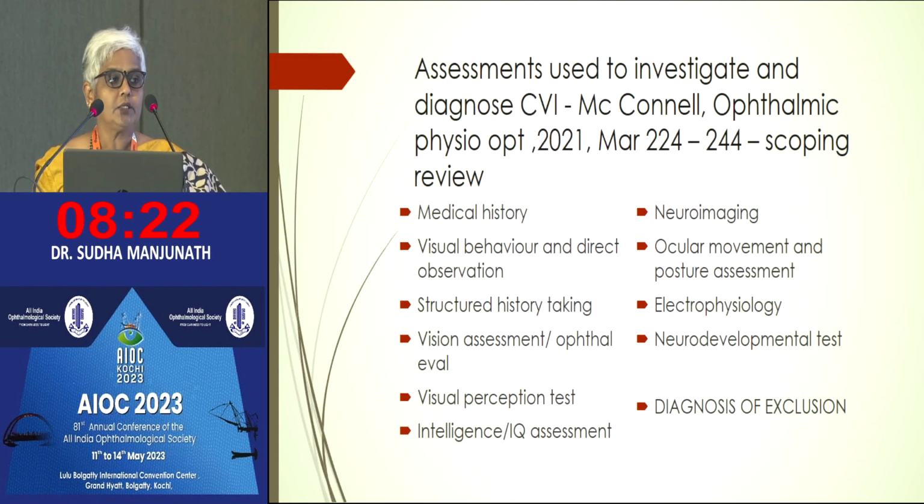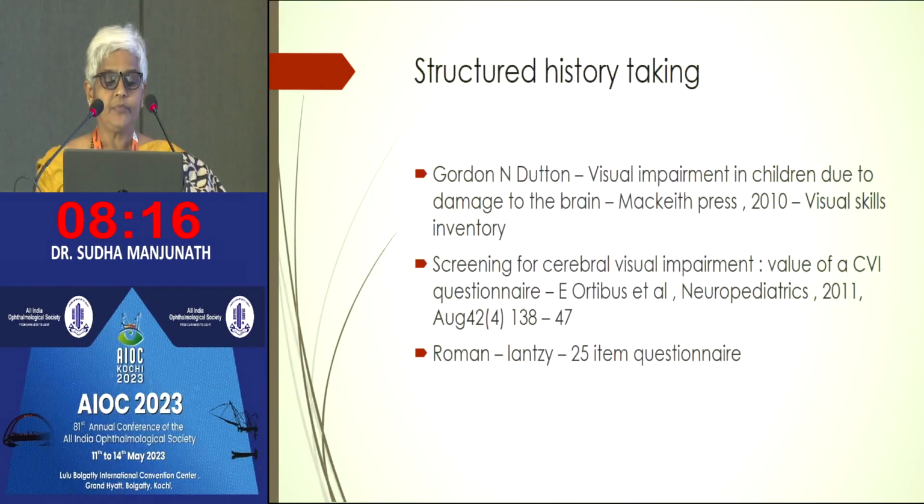Essentially, CVI is a diagnosis of exclusion. Since my other colleagues will be talking about neuroimaging and other things, I would like to go into the history taking and behavior assessment in this talk. A structured history taking is a very important part of CVI assessment and classification. In our country, especially, this is a very simple thing to do because it only needs one person who will spend time to ask the questions.